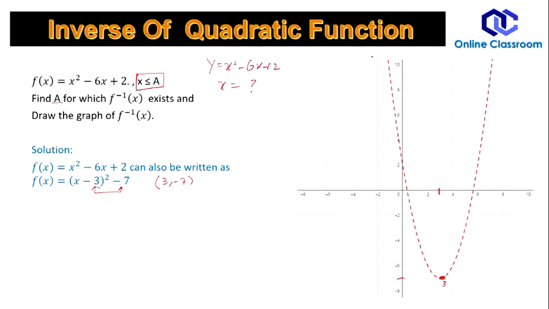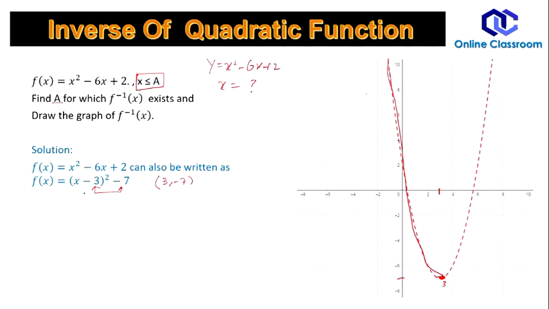If I draw this part of the function only toward the lower side, this will satisfy the condition of a one-to-one function. Because if I draw a horizontal line anywhere, that line will cut at only one point. So the inverse exists only for a one-to-one function.